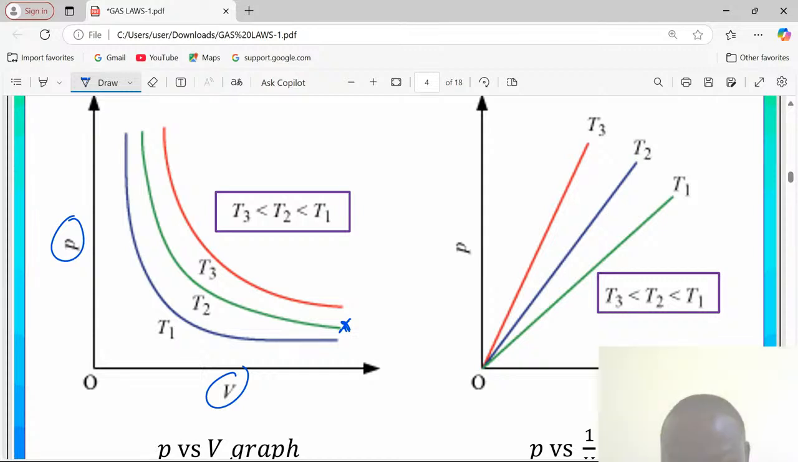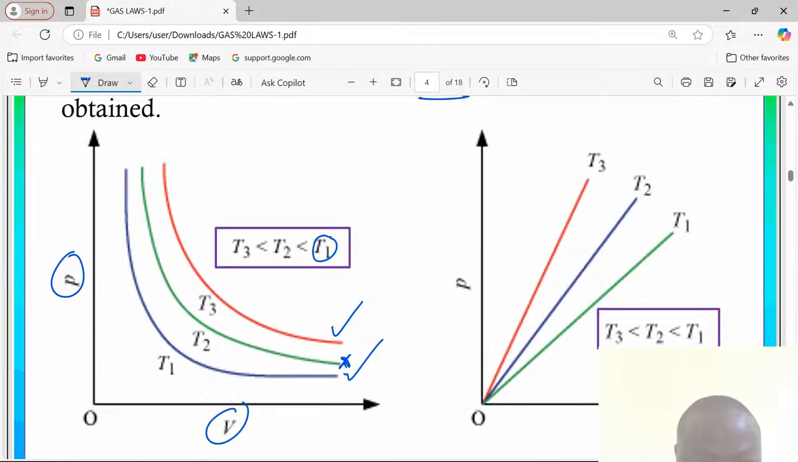Now, if we try the same experiment at a constant temperature which is smaller than temperature 2, then the curve is going to be above the first one. But if the new temperature under which we are performing the experiment, T1 now, is greater than the initial value, then the curve is going to be here. So that's how we get the curve.